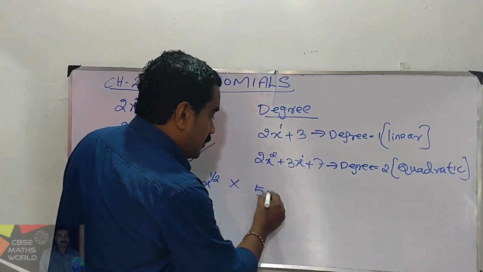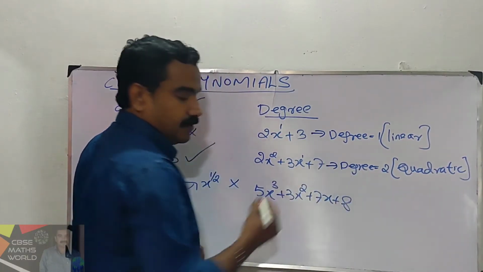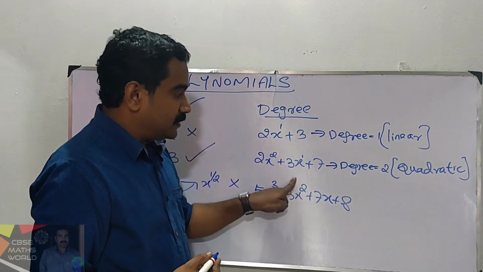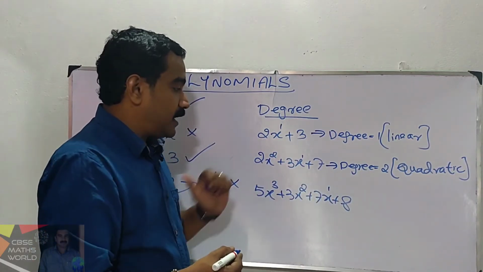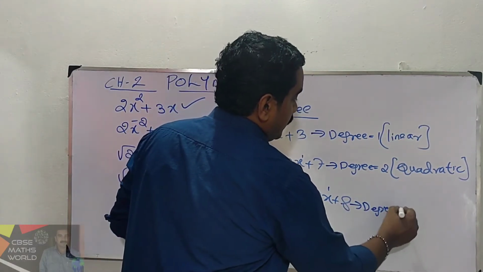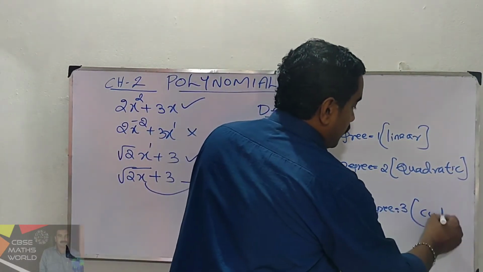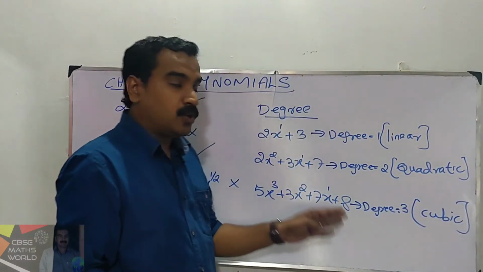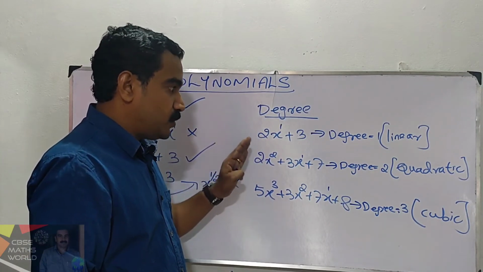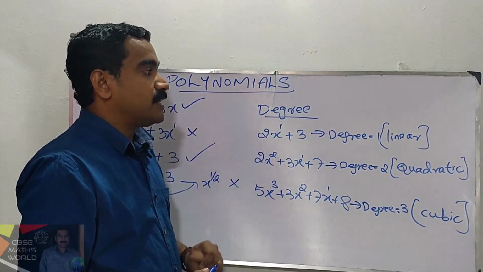Then look at another example. 5x cube plus 3x square plus 7x plus 8. What is the variable? x is the variable. What is the power of x? 3. Here, 2. Here, 1. So what is the highest power? 3. That's why the degree of the polynomial is 3. If the degree is 3, this type of polynomial is known as a cubic polynomial. So if the degree is 1, it is linear; if degree 2, quadratic; if degree 3, cubic.